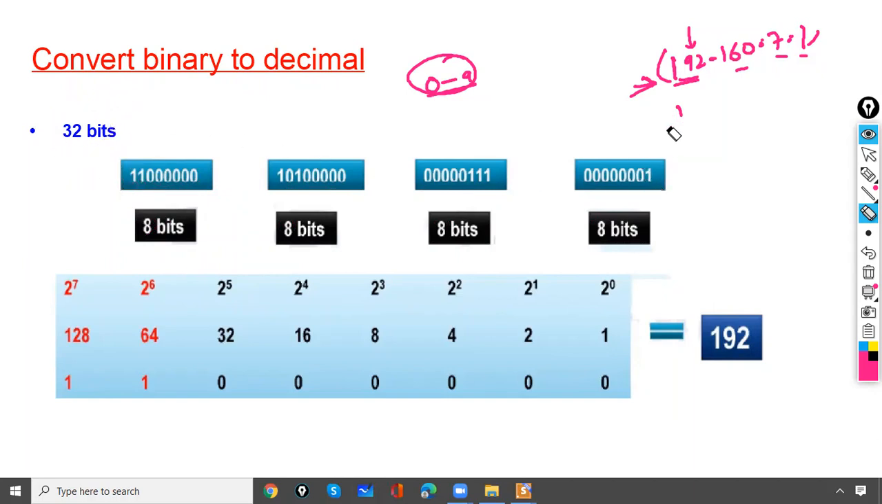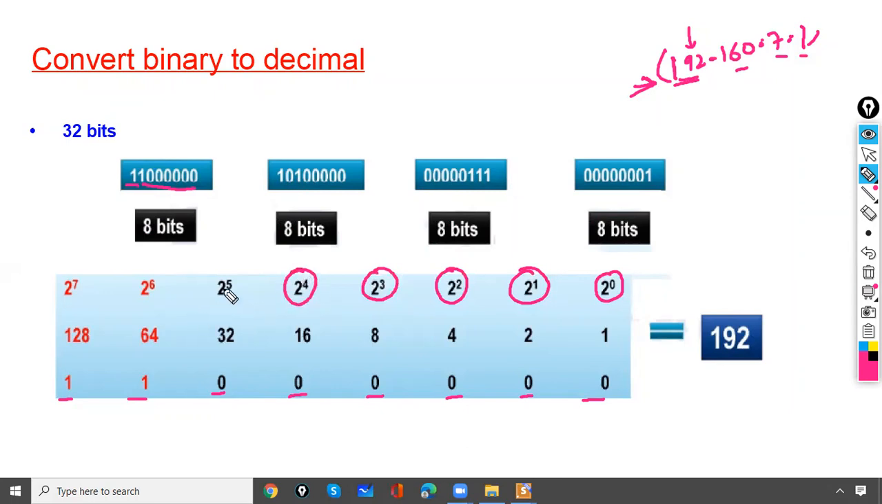First, you will take the first portion, which is 11 followed by 6 zeros: 1, 2, 3, 4, 5, 6 zeros. Then you will write the 2 power series: 2 power 0, 2 power 1, 2 power 2, 2 power 3, 2 power 4, 2 power 5, 2 power 6, then 2 power 7. This is your 2 power series. Then you will calculate these values. What is the value of 2 power 0? It is 1. Anything power 0, the value will be 1.